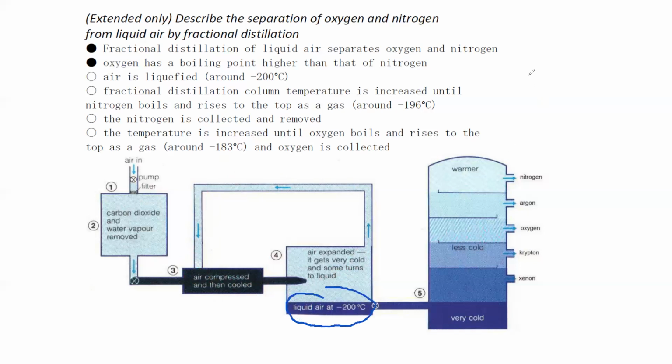What is the reason why the liquid air is blue in color? Because liquid oxygen is blue. That's why the liquid air is blue in color. And then we have a fractionating column. So at different temperatures, we obtain these gases. So this is how we carry out a fractional distillation of air.